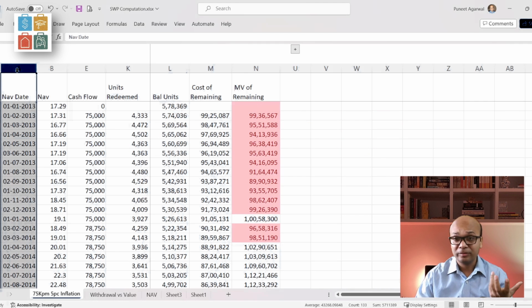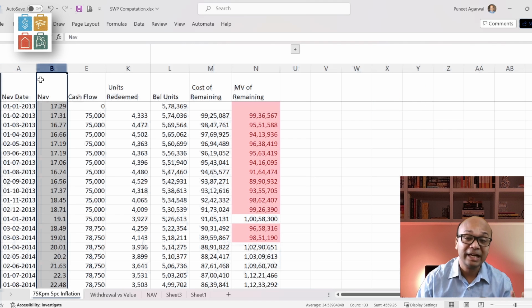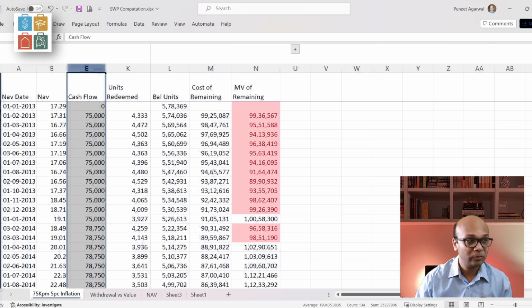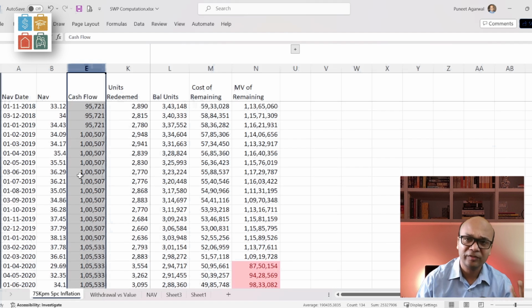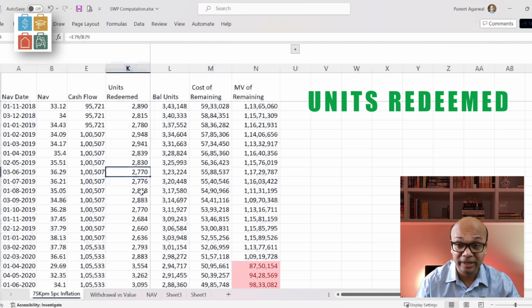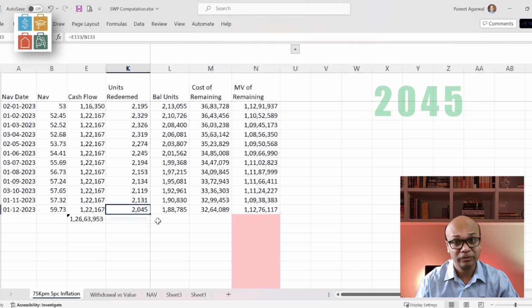The first column talks about the date when the systematic withdrawals were done, and column B is talking about what the NAV was on that date. Column E is about how much we are withdrawing per month, and if you see, the withdrawal rate keeps on increasing over a period of time because we have assumed we will increase the withdrawal by 5%. We started with 75,000 rupees per month. Column K is about how many units got redeemed. So if we go to the last one as of December 2023, we withdrew 1.22 lakhs per month. The prevailing NAV was 59 rupees. So the number of units withdrawn was 1.22 lakhs divided by 59, which is 2045.